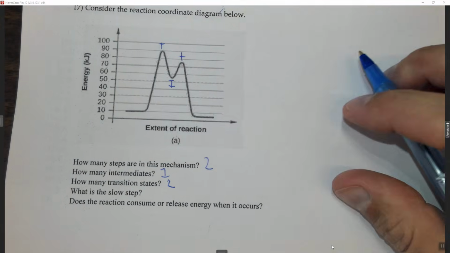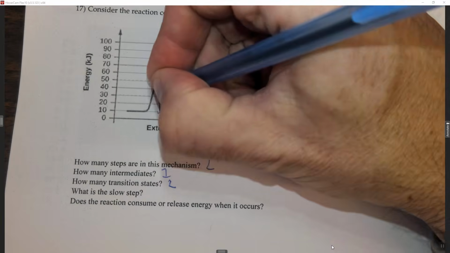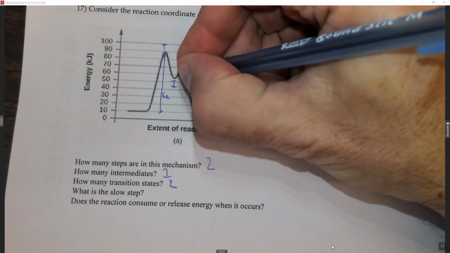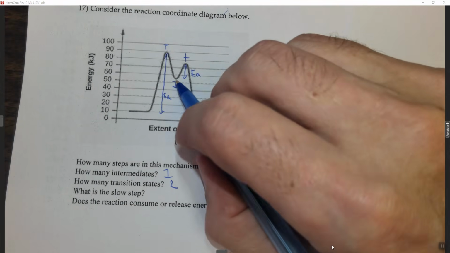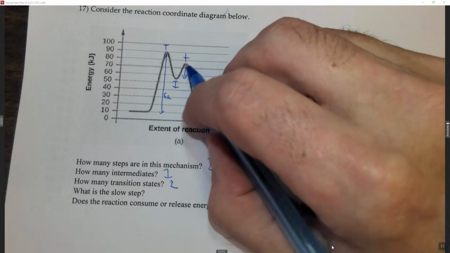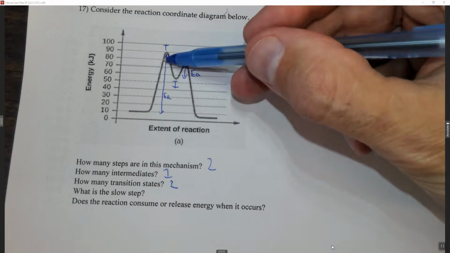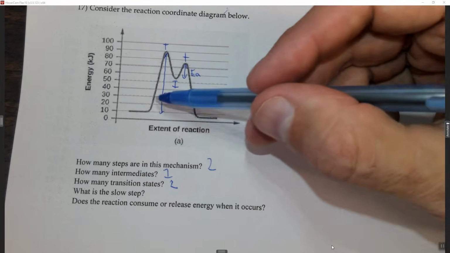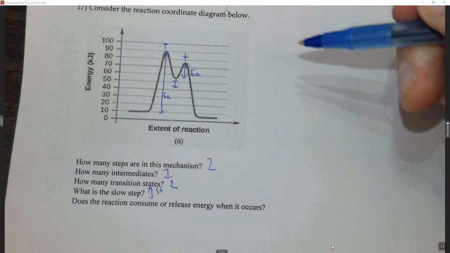What is the slow step? Well, the slow step is the one with the highest activation energy. If we look at the first step, the activation energy is this much from here to here, so basically from 10 to roughly 90. If we look at the second step, the activation energy is here, so roughly 55 up to 75. So this one has an activation energy of around 80 kilojoules, and this one has an activation energy of around 20 kilojoules. So the first step is the slow step because it has a much higher activation energy.